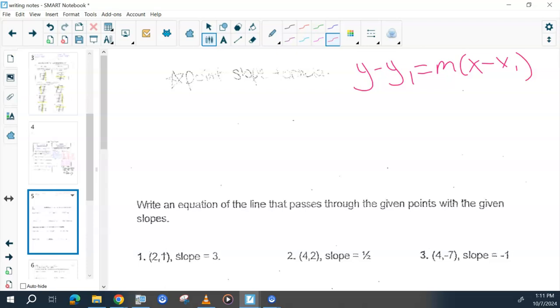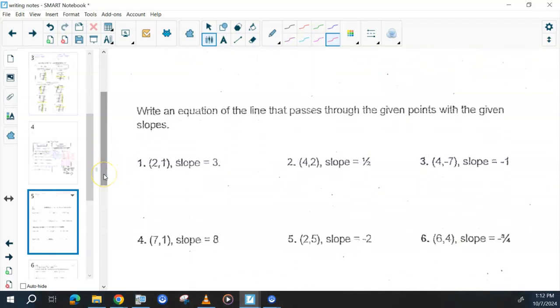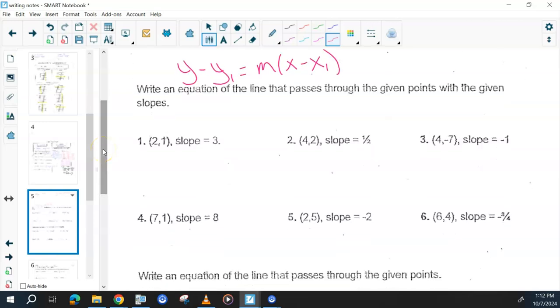So in this formula, the y and the x are just variables. y and x are just variables. m is still your slope. y1 and x1 refer to your points. So we're going to try this. I'm going to rewrite that just so you remember what it looks like. This is also over on the board in pink and blue.